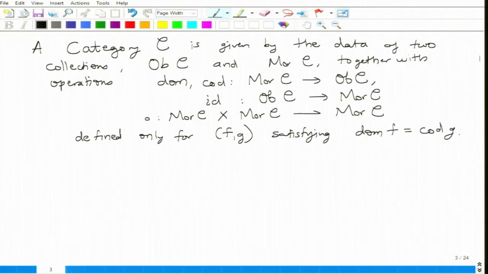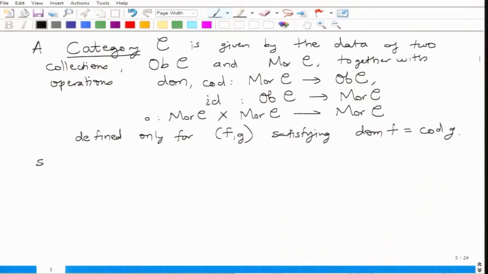I mean, you understand there is a function from real numbers to real numbers. You can't compose it with a function from naturals to naturals. You need to have one common connection point. So that's what we are doing. So it's defined only for these things. Now, this is the structure part of a category. Now, we have to discuss the properties, such that the following properties hold.